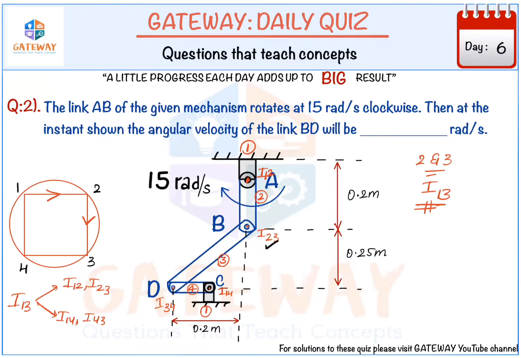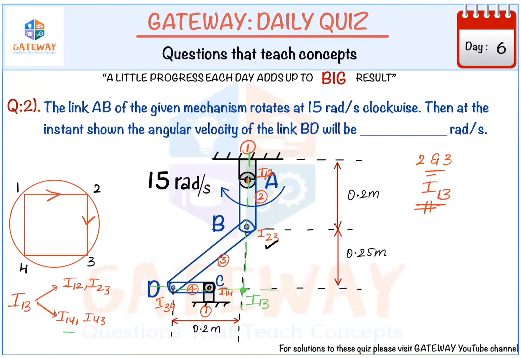Right. So there are 2 ways. Now joining I12, I23, we'll join by a green line. This is our I12 and I23. This is our green line. And next I14 and I43. This is our I14 and I43. This is the point where we located I13.